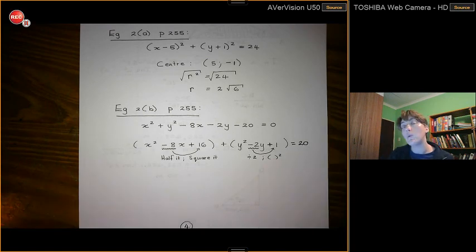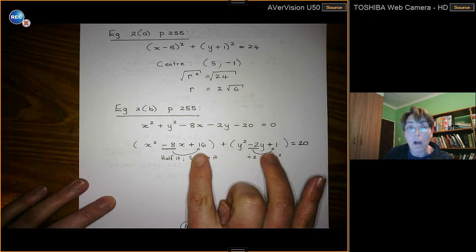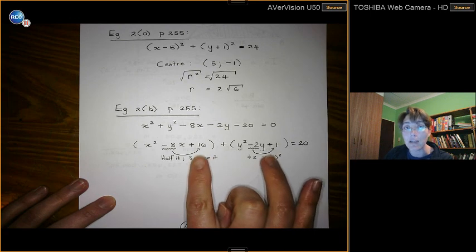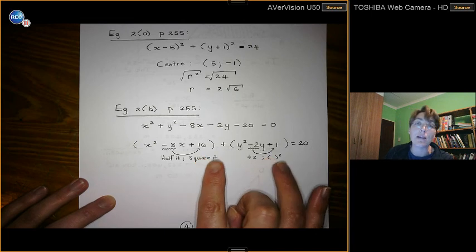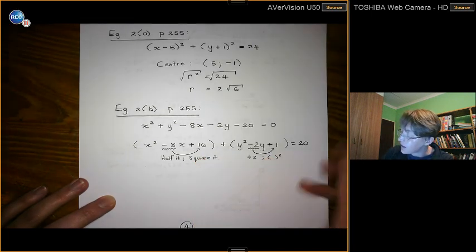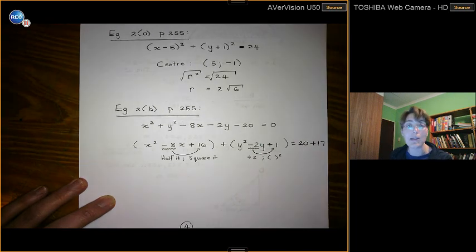Now hopefully you will realize that I've changed the left-hand side of the equation. I've changed the left-hand side by adding 16 and 1. So overall I've added 17 on the left-hand side. And please remember, in an equation, it's a scale. It needs to be balanced. So whatever I do on the left-hand side, I have to do on the right-hand side. So I add 17 to the right-hand side.